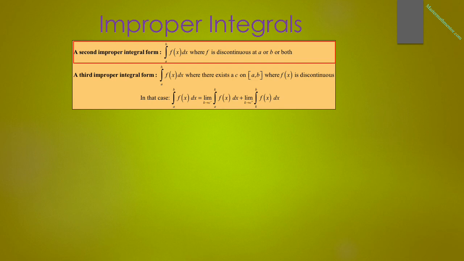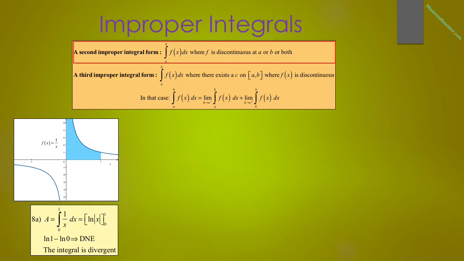Improper integrals are easily detected because their limits are either positive infinity, negative infinity, or both. But there is a second improper integral form that we must know, and that is the integral from a to b of f of x dx, where f is discontinuous at either a or b or both.